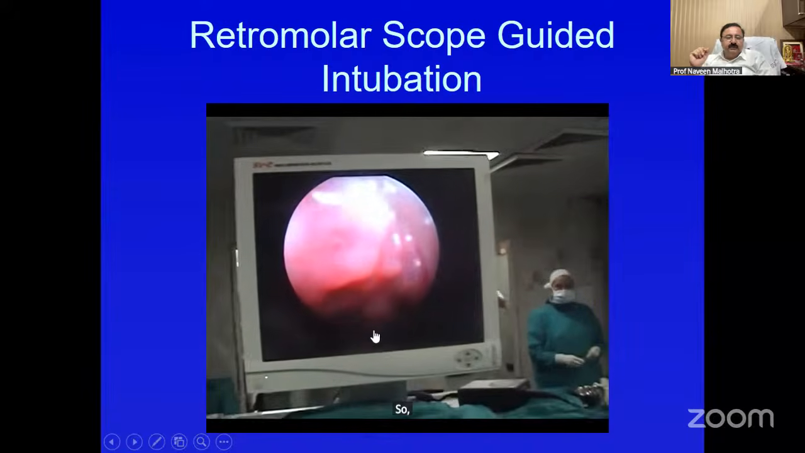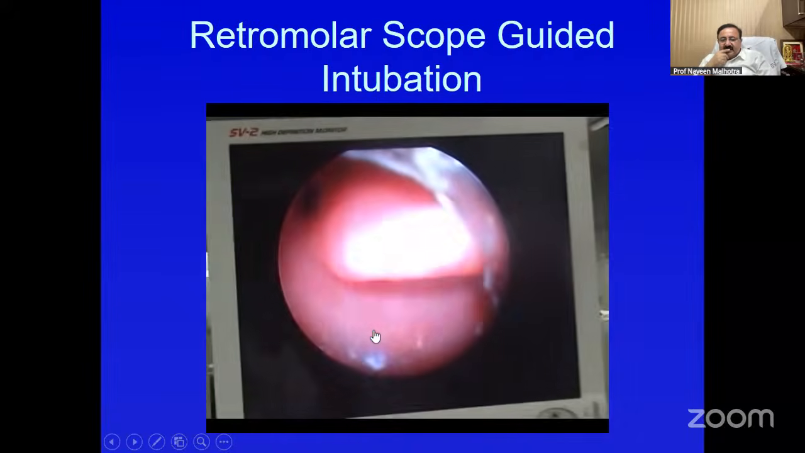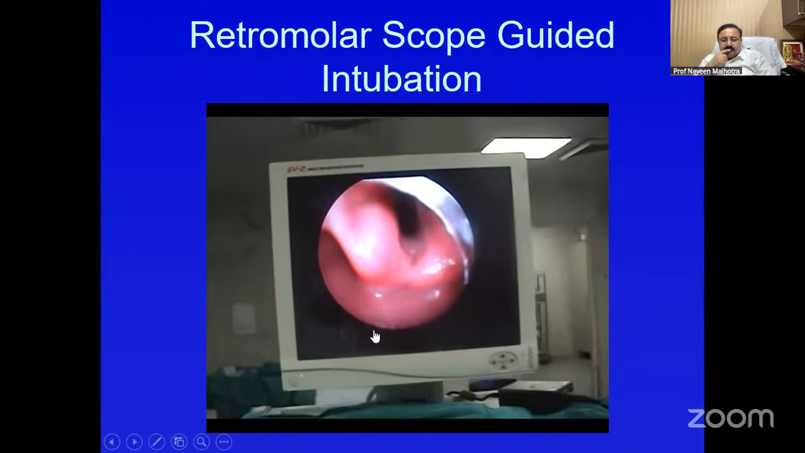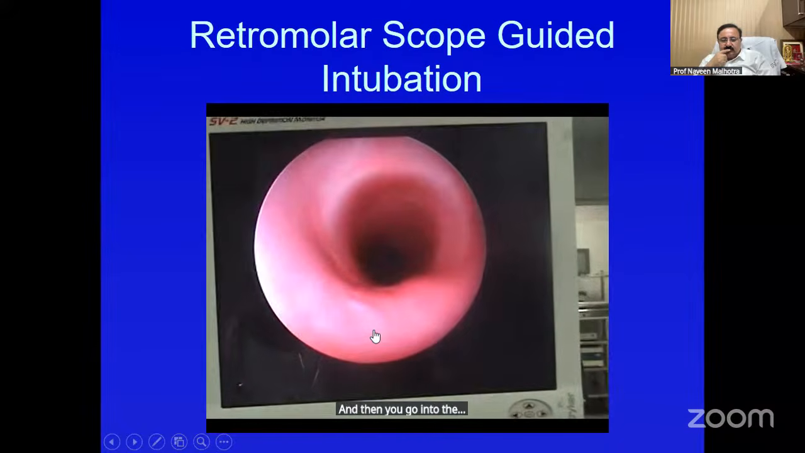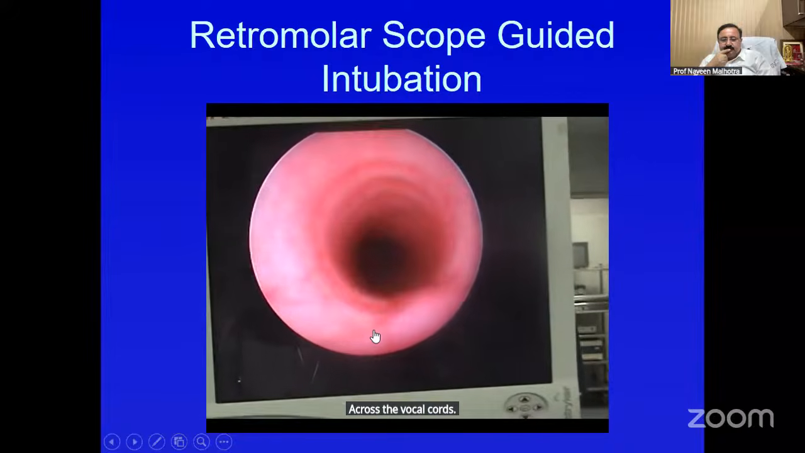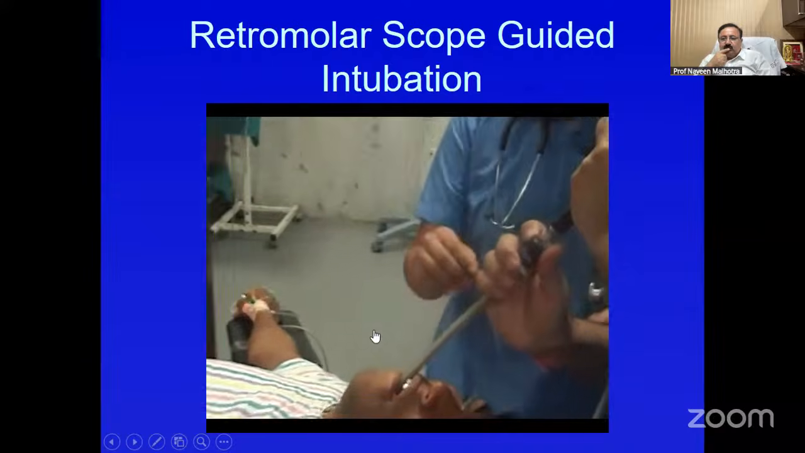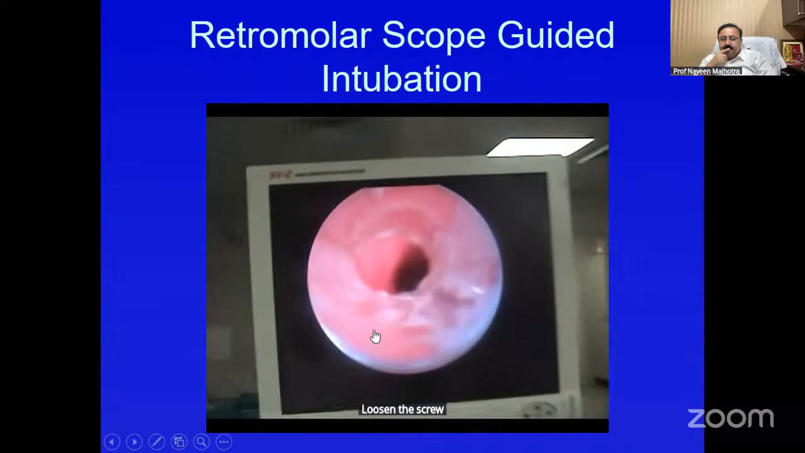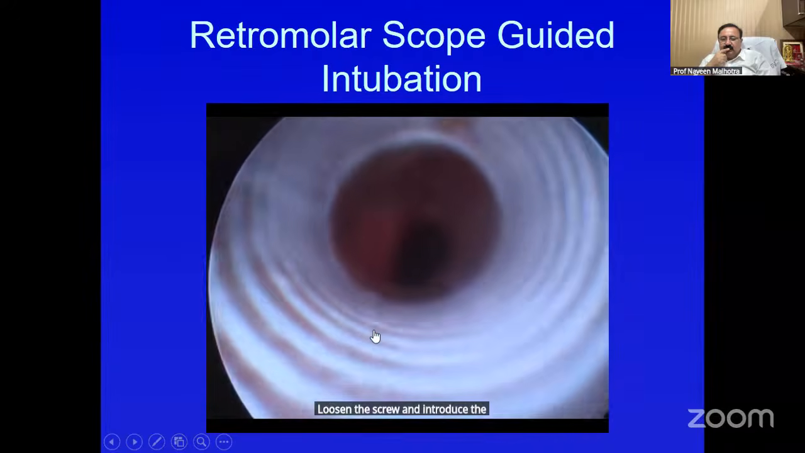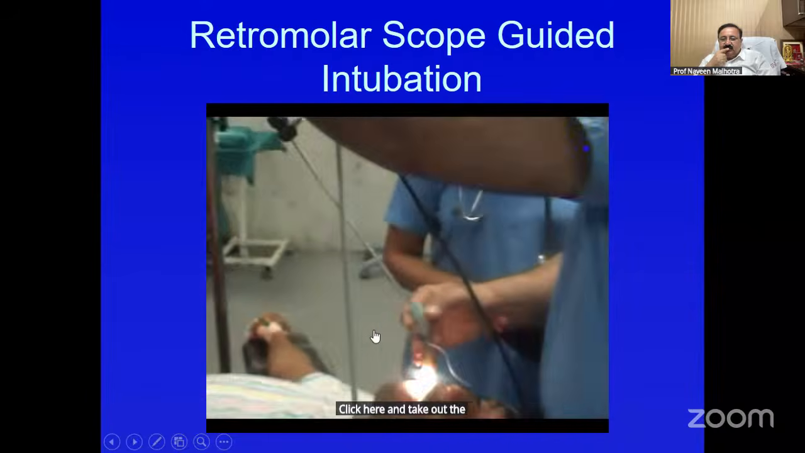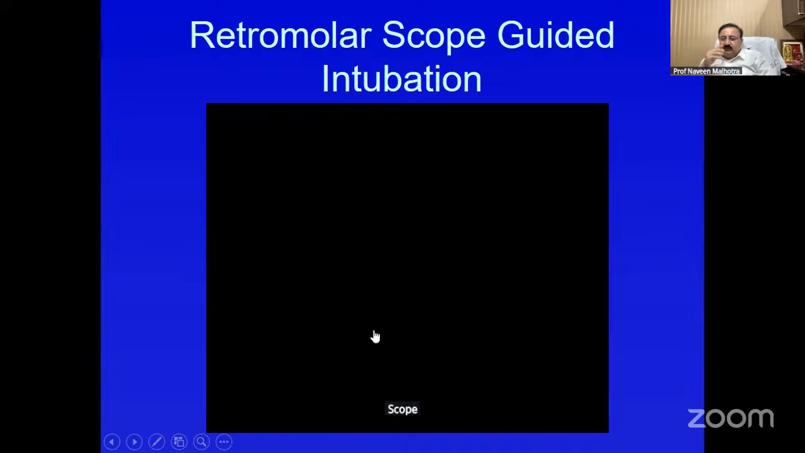So it is introduced through the lateral side, and then you go across the vocal cords, loosen the screw, and introduce the tube into the trachea, and take out the scope. So this is a totally different thing, the retromolar scope guided intubation.